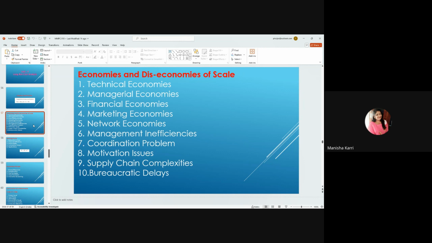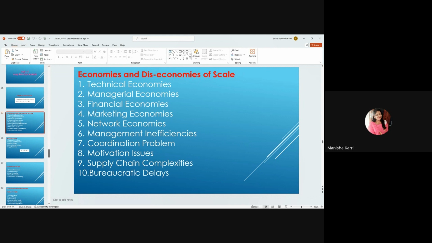And network economies: generally, increased value and efficiency as more people use a product or service, common in digital platforms. This is nothing but network economies. From technical economies to network economies come under economies of scale. Now we'll discuss diseconomies of scale. Generally, it occurs when a company grows too large and inefficiencies start to increase the per unit cost of production.